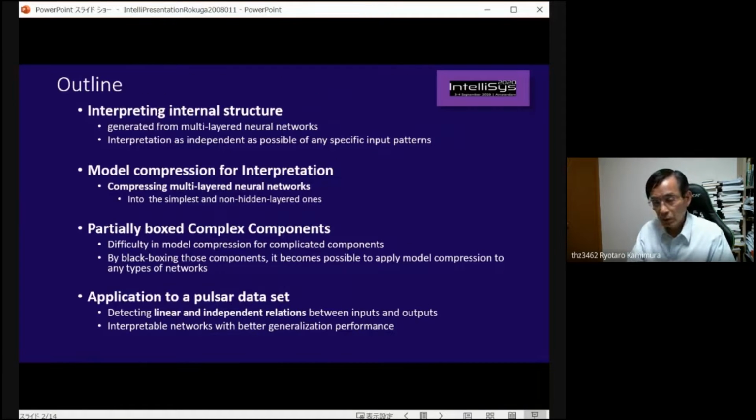And this is the outline of my presentation. In the first place, I try to interpret the internal structure generated from multi-layer neural network, and interpretation is as independent as possible, and I try to compress multi-layered neural network into the simplest and non-hidden layered ones. However, we have a difficulty in model compression. By boxing those components, it becomes possible to apply the model compression to any types of networks. And we have just one application to show the good performance of the method.